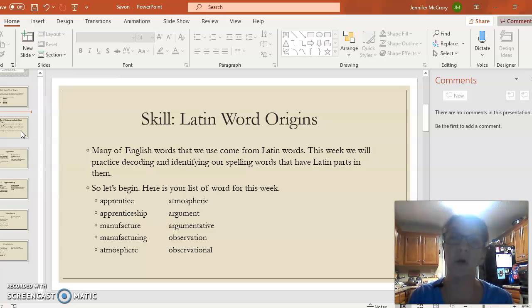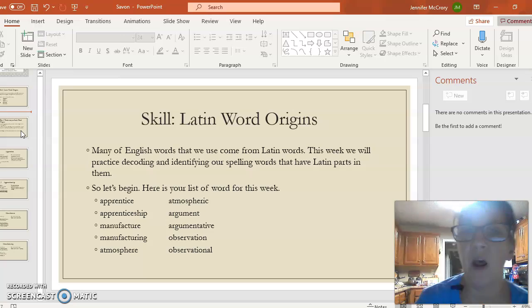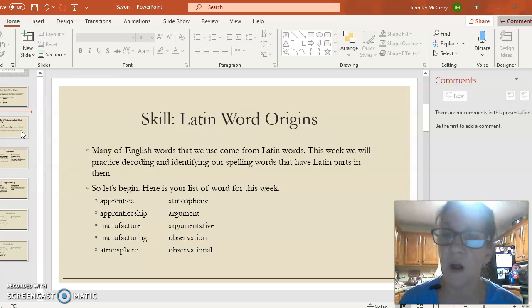And so this week we are going to practice decoding and identifying our spelling words that have Latin parts in them. And this is going to be so wonderful because it is going to expand our vocabulary and our knowledge even more, which is absolutely fabulous.